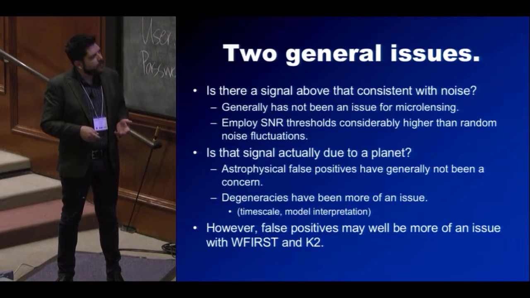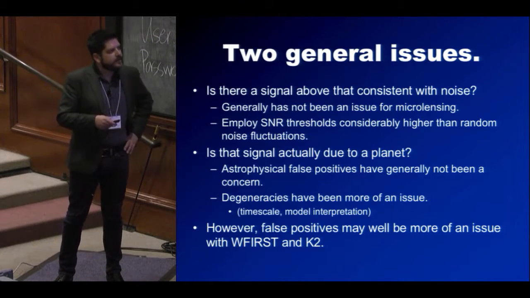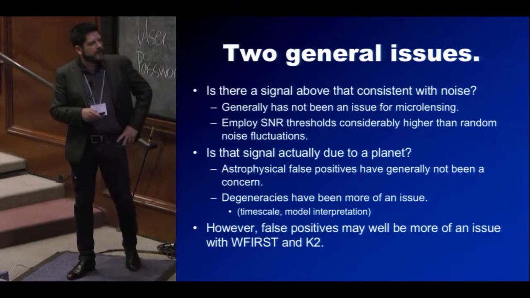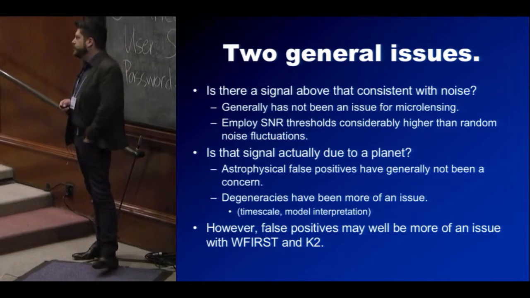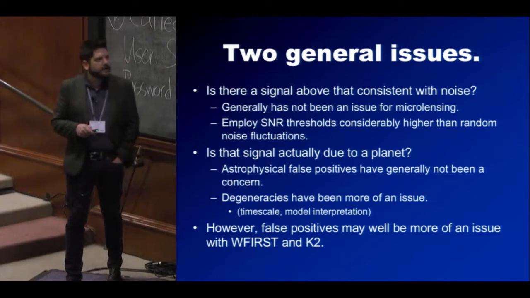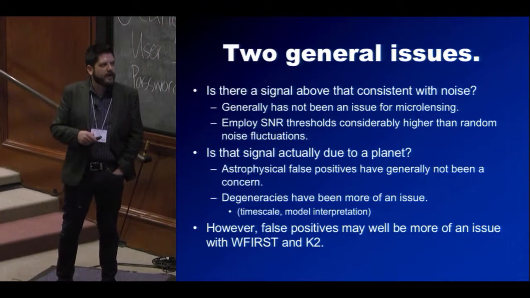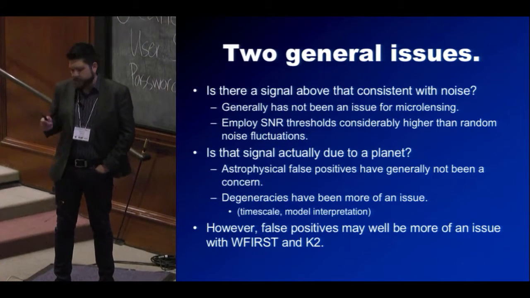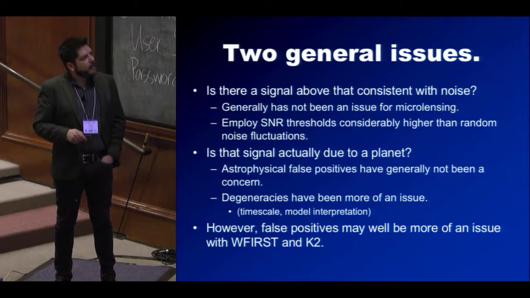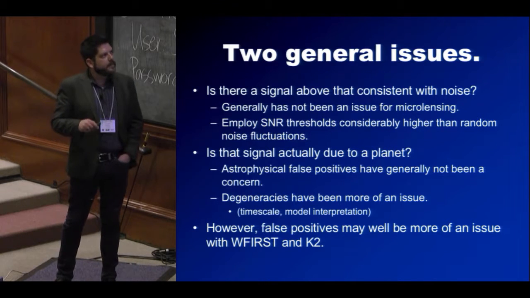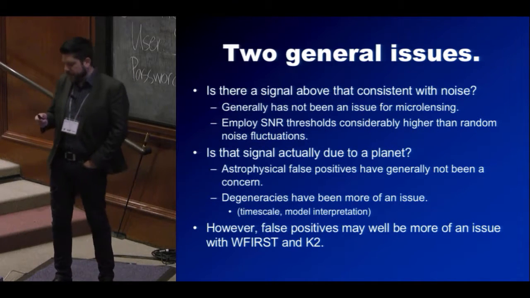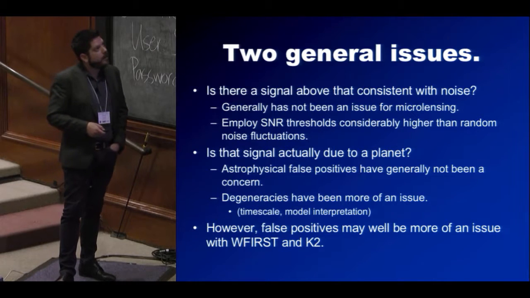Something that has been more of a concern for us have been degeneracies. So Jen talked a lot about this timescale degeneracy, but there are other degeneracies in the sense that there are various models that can equally well fit the data, and I'll say a little bit about that. However, I think once we get to K2 and for sure, and WFIRST maybe, this may be more of an issue. So maybe I should have given this talk 10 years from now.